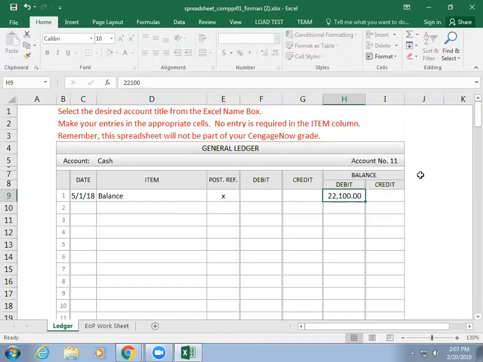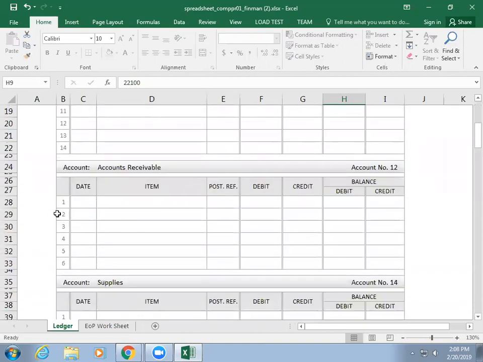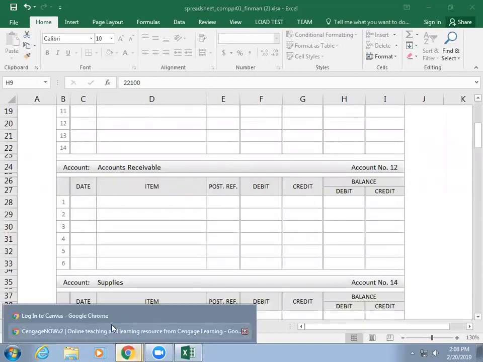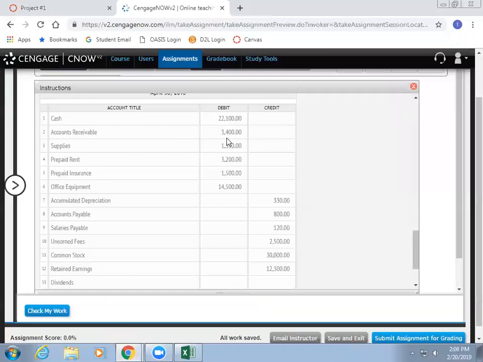So then once you start journalizing, anytime you have a journal entry that affects cash, you're going to put the debit or credit and then keep that running balance here in the ledger, okay? So you would do that for all of your accounts. Scroll down, accounts receivable, 5/1 balance, and then put in the 3,400. Okay, so you do that for all these accounts here.